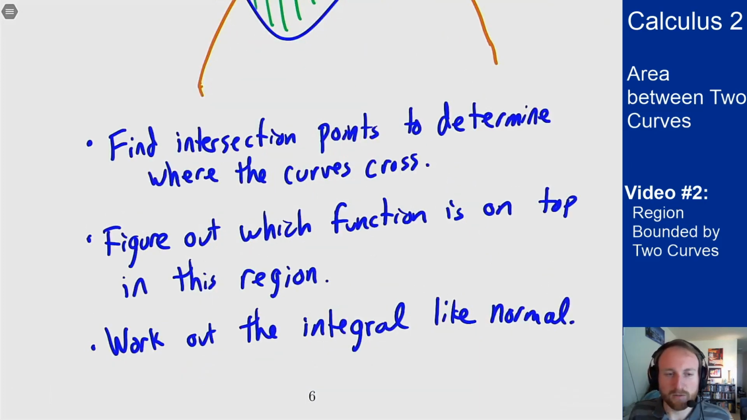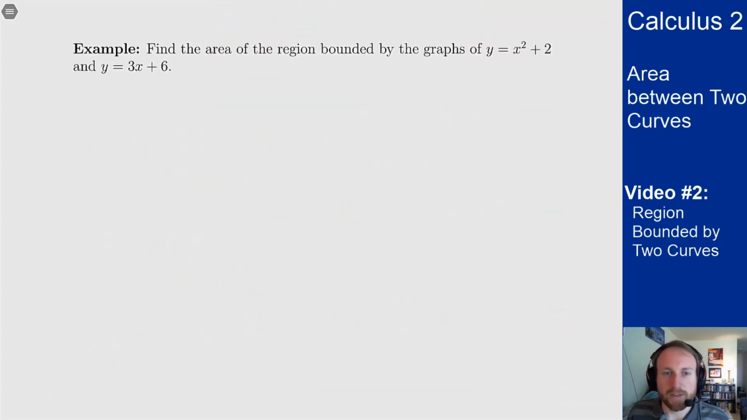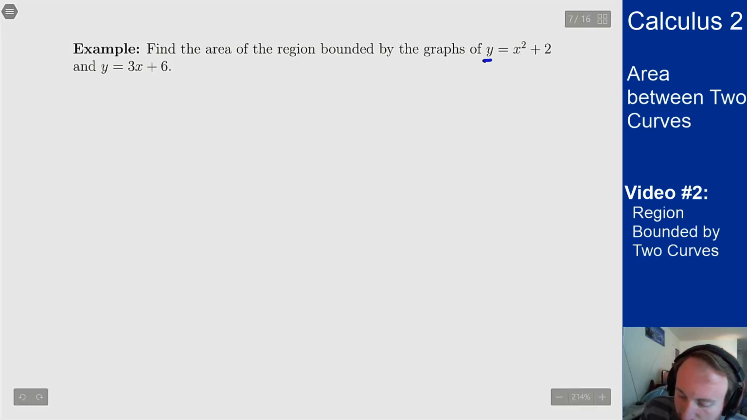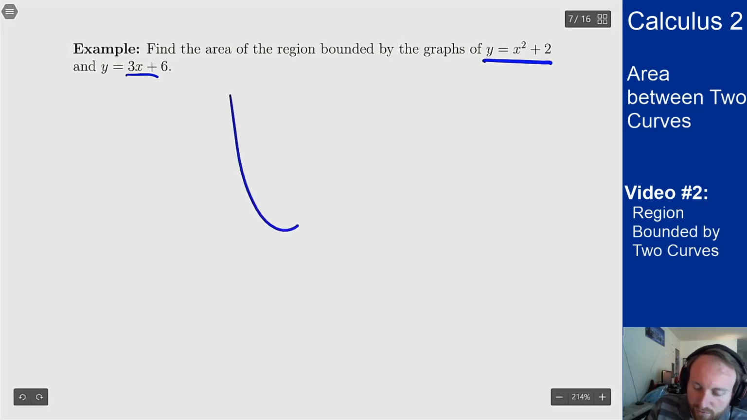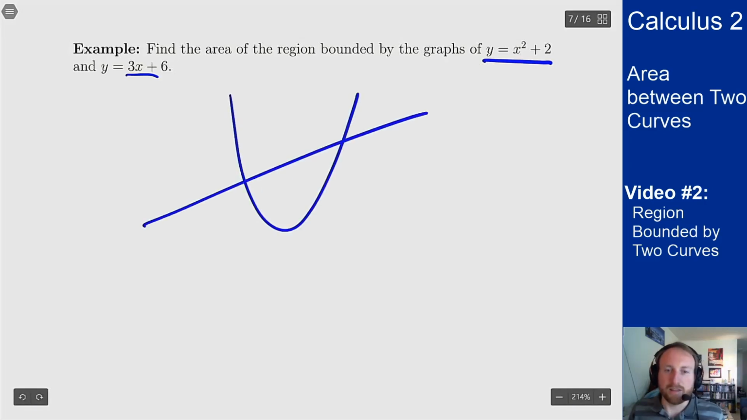Let's see one example of working all this out. Find the area of the region bounded by the graphs of y equals x squared plus 2 and y equals 3x plus 6. Based on these two shapes, this is a parabola facing upwards and this is a straight line, so we should have the parabola on the bottom and the line on top, because that's the only way you're going to get a bounded region. Here's a parabola, here's a straight line. The line being on top of the parabola is the only way I get a bounded region, because the parabola is facing upwards.